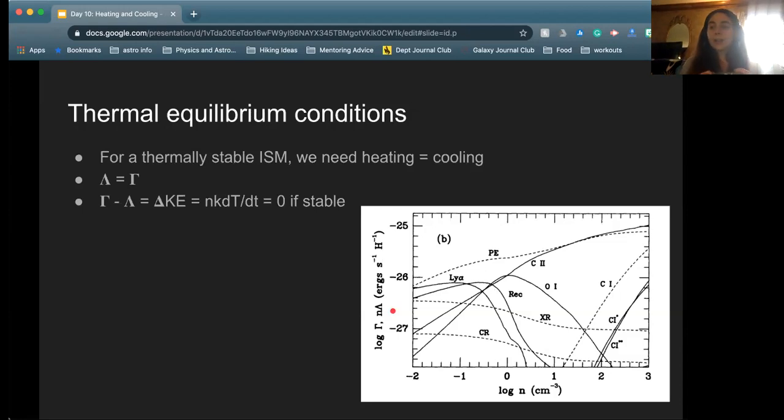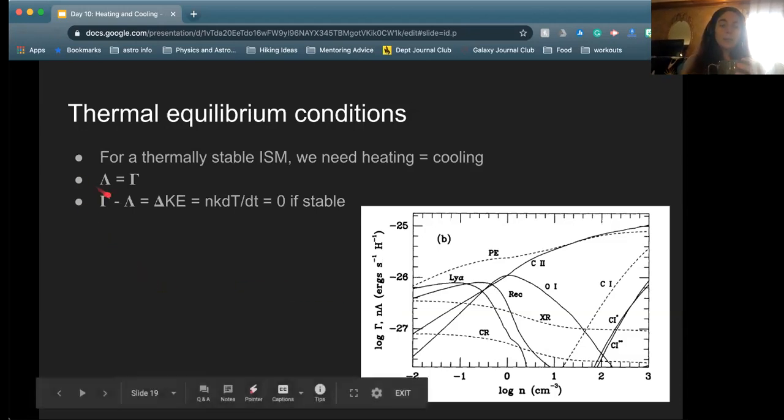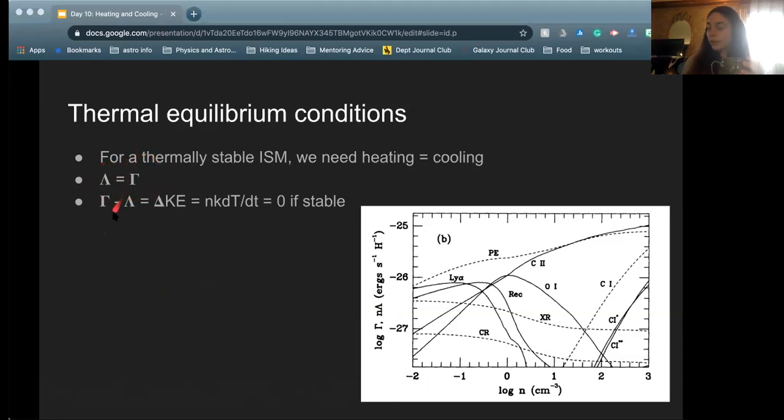The last thing I wanted to cover really quickly is that, similarly to how we looked at pressure equilibrium, we can think a little bit about thermal equilibrium. For a thermally stable ISM, we need heating to balance cooling, so heating equal to cooling. Typically we write this, oh, I wrote this backwards too, didn't I? Sorry, as lambda equal to gamma. Lambda is our cooling, gamma is our heating. Often we'll also look at that as a difference. So the difference between heating and cooling we hope is going to be 0 if we're pretty close to stable.